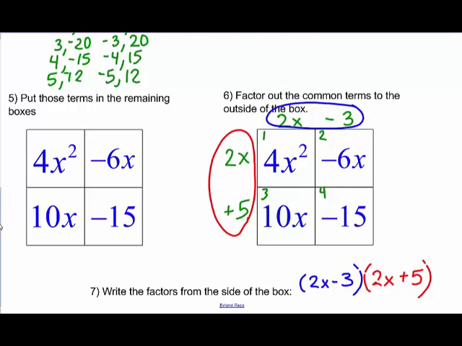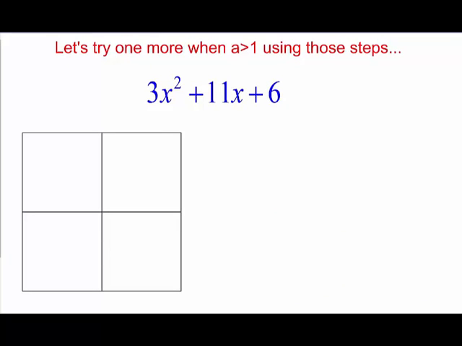Let's look at one more example when our a value is more than 1. So first thing I'm going to do again is I'm going to take my ax squared, so that 3x squared, put that in the top left corner. Take my positive 6, put it in the bottom right corner. Notice my sign, both will be the same sign, and we're looking at two positive numbers. So I'm looking for factors of 3 times 6, which is 18. I'm looking for factors of 18, which will add up to 11.